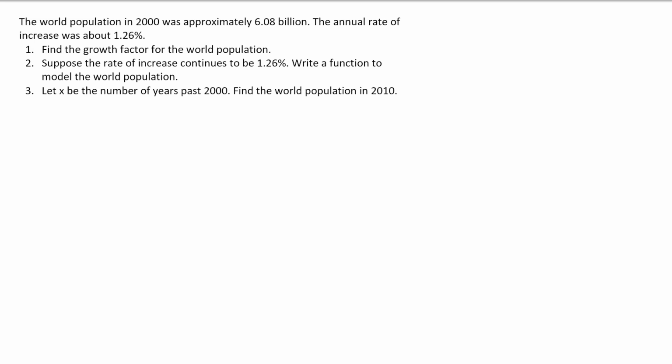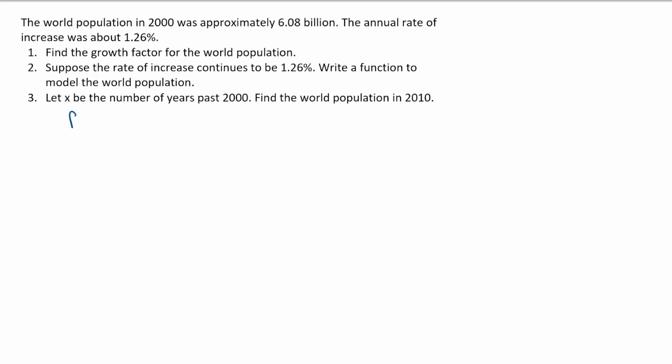So for this example, we're going to use our regular exponential growth function, which is f of t equals a times 1 plus or minus r raised to the t power. That 1 plus or minus r is our growth factor. So when they ask us to find the growth factor, we're looking for 1 plus or minus the rate. In this case, since we are increasing in population, we're going to do plus as our operator.